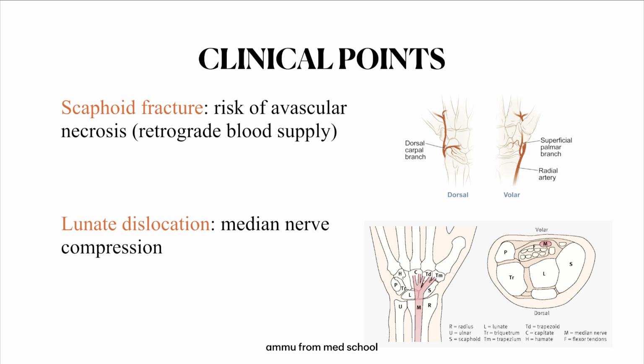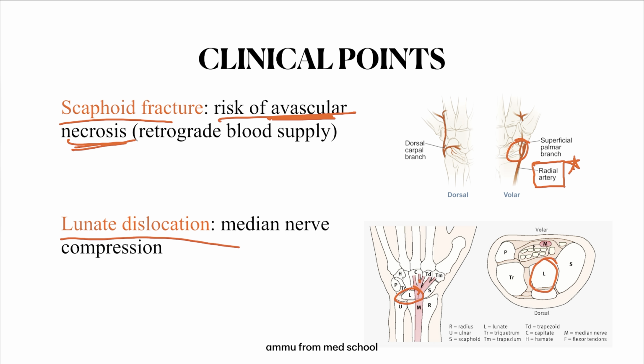Now, coming to the clinical points, you have the scaphoid fracture that leads to the risk of avascular necrosis, because here in the scaphoid you see the radial artery. In lunate dislocation, as you can see the lunate bone, and then you see the median nerve going here. So this median nerve is getting compressed. That is compression of the median nerve, and that is because of lunate dislocation.